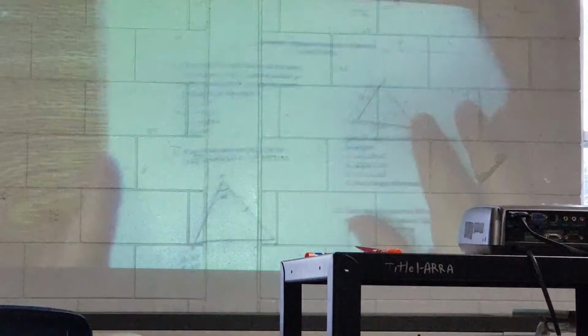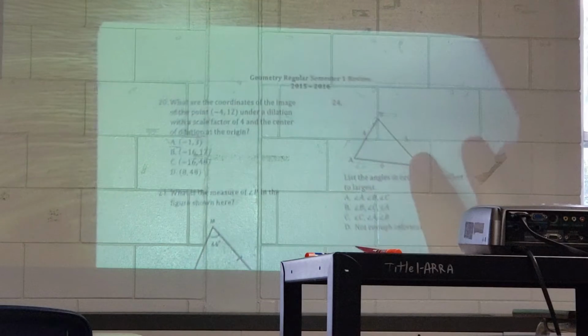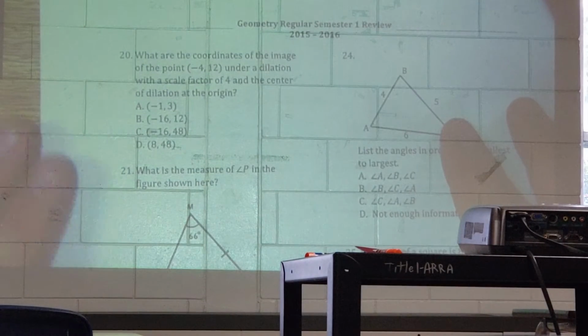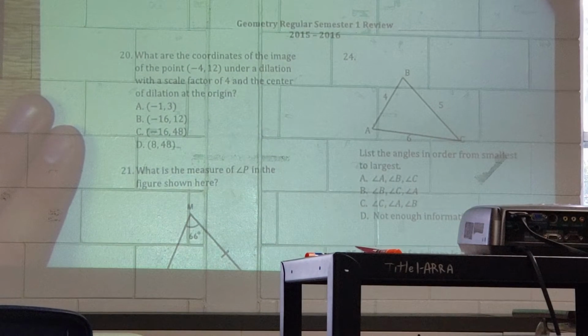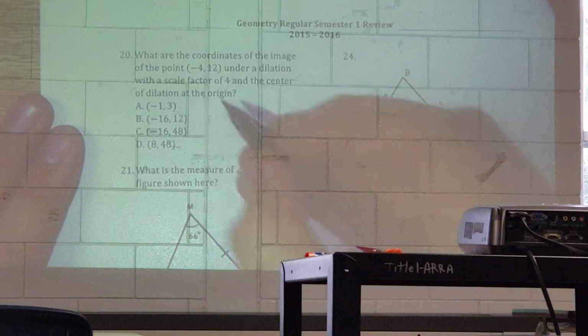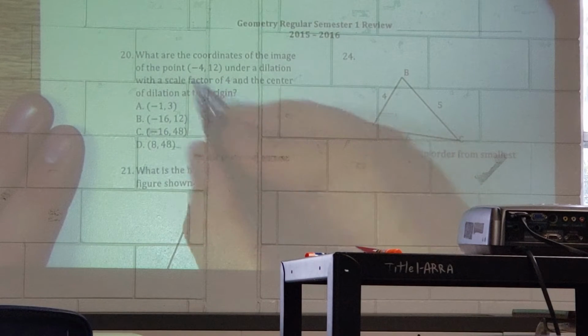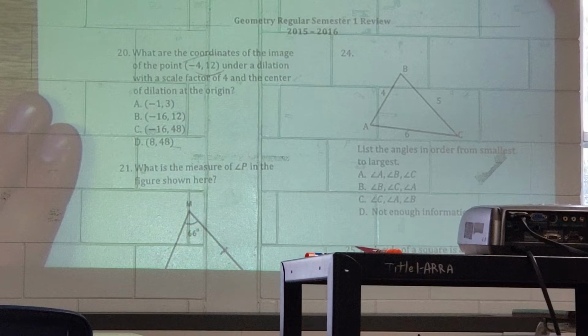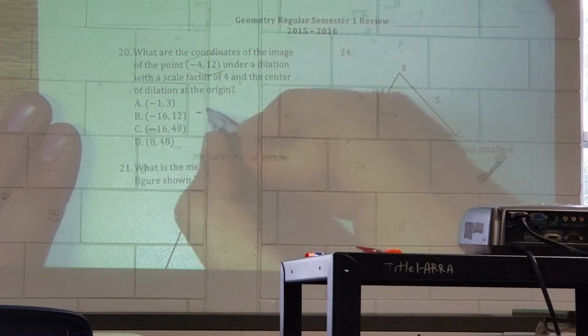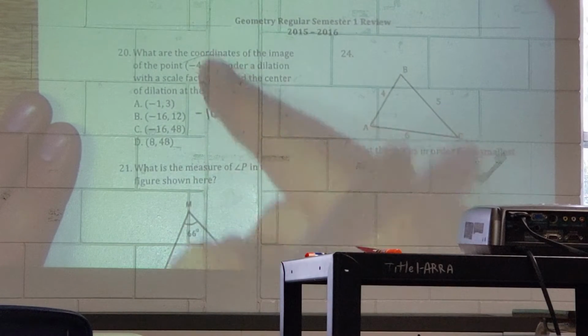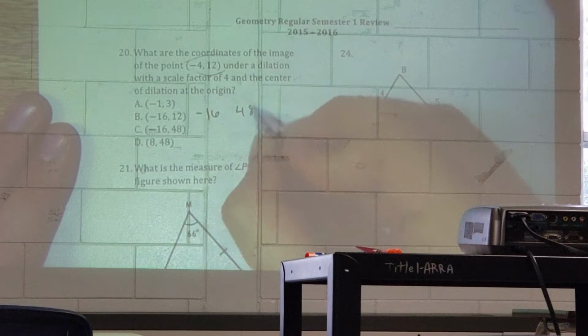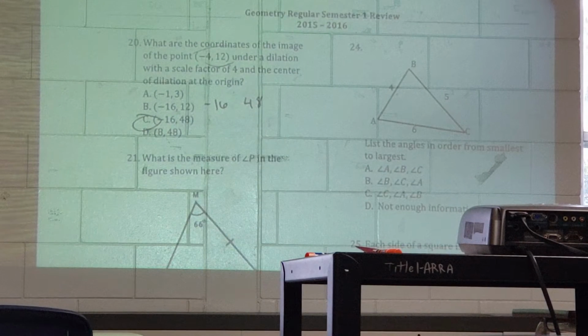All right, flipping it over. Number 20. Number 20 should be nice and easy. It says, what are the coordinates of the image of the point (-4, 12) under the dilation with the scale factor 4? Remember, scale factors are easy. It just means multiply. We're going to take that point and multiply by 4. So negative 4 times 4 is negative 16. 4 times 12, 48. So C is the correct answer.